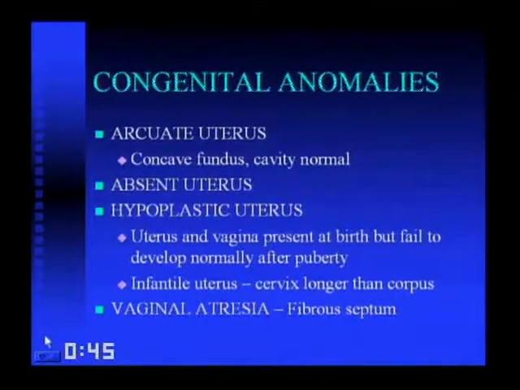and is usually of no significant consequence. The uterus may be absent or simply hypoplastic, and you may see an infantile uterus with hypoplasia where the cervix is longer than the corpus, and this would be in your adult female where you would see this pattern. It looks like she should be 8 years old based on her uterine appearance. And then sometimes you can have just vaginal atresia where the uterus is there, but there's only a fibrous septum where the vagina should be.